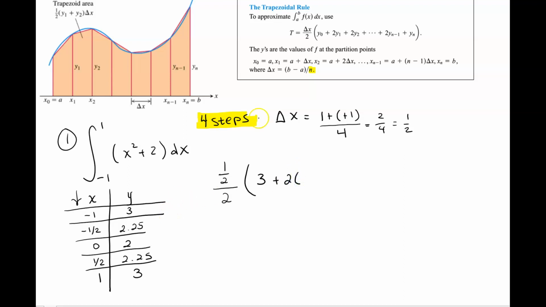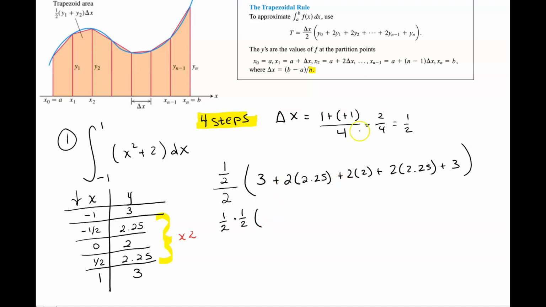So it's going to be all of these here. All of those are going to get doubled. So it's going to be like this: 2 times 2 1/4, plus 2 times 2, plus 2 times 2 1/4 again, plus a single 3. And so the 1/2 divided by 2 is the same as multiplying by 1/2.